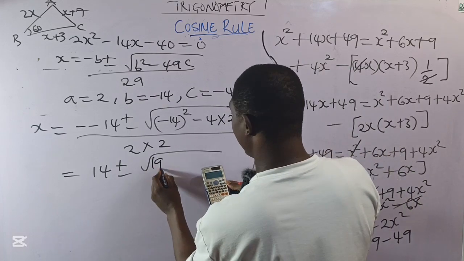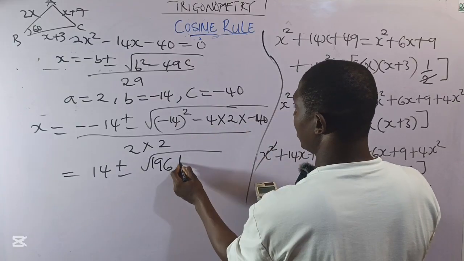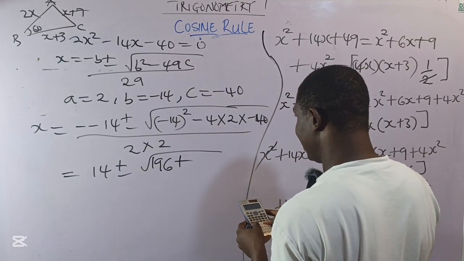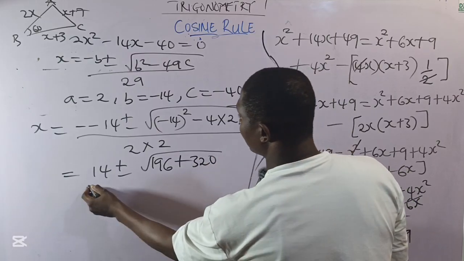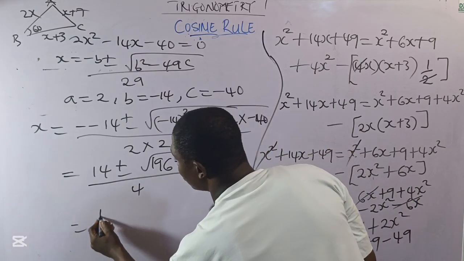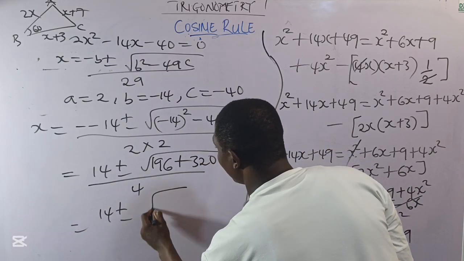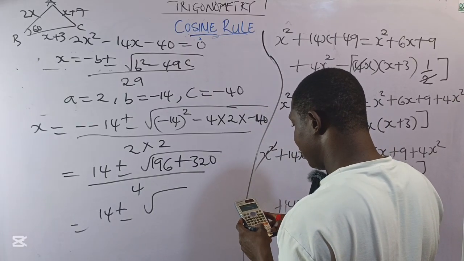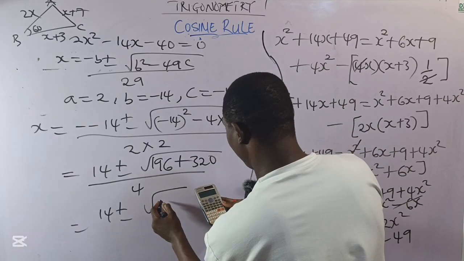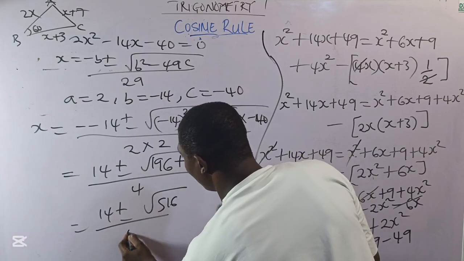So I have 196 here. Minus here is what? Plus. 4 times 2, 8. 8 times 40 will give me what? 320, all over 4. And this will give me 14 plus or minus the square root of 196 plus this value here will give me 516, all over 4.